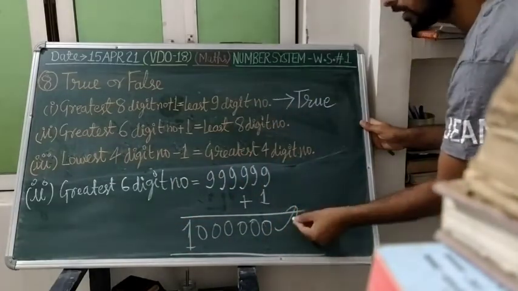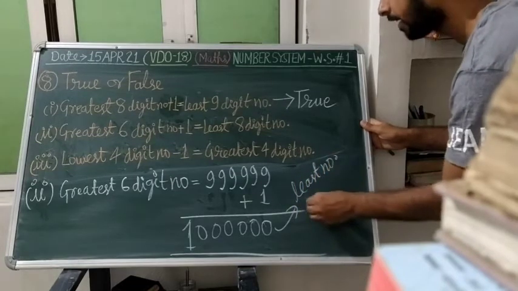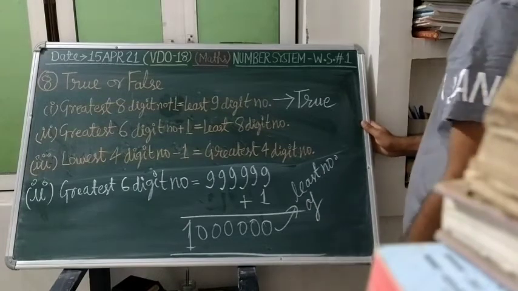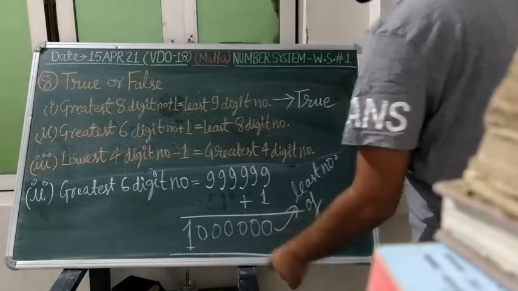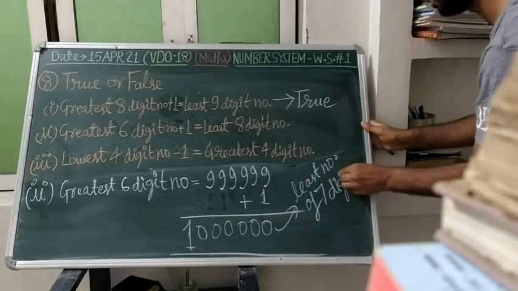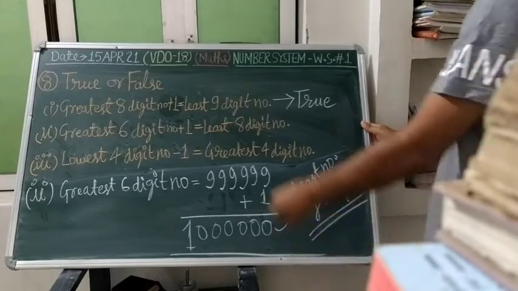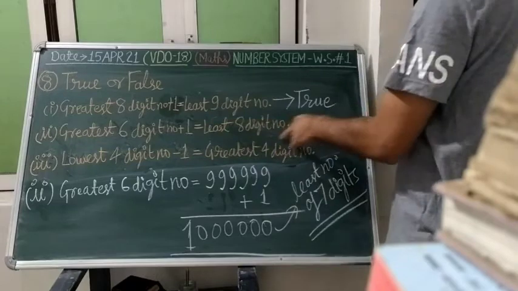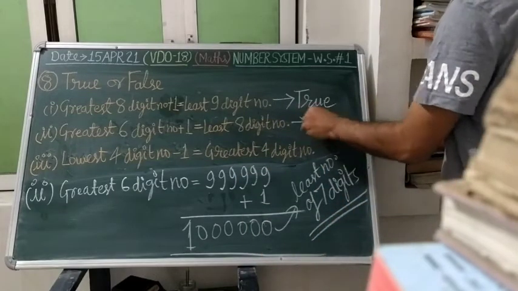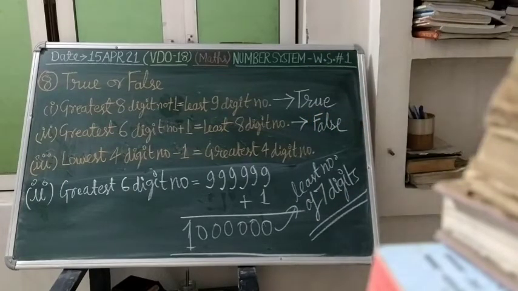It is nothing but the least number of how many digits, 6 or 7? 6 zeros are here, so it will be the least number of 7 digits. Students, please think, study carefully. And they are saying that it is equal to the least number of 8 digits. So no, it is the least number of 7 digits and it will come out false here. Getting?